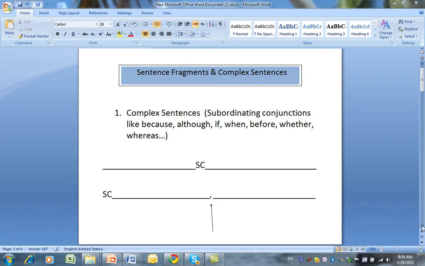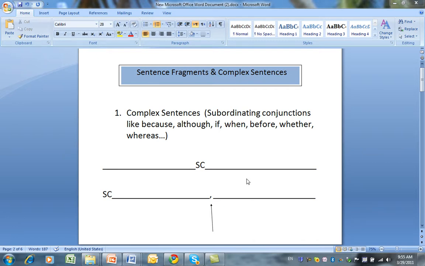Now the basic format of a complex sentence is that there is a part one of the sentence, there's a subordinating conjunction, and a part two. Okay, so it's part one, subordinating conjunction, part two. The other format is that the sentence starts with the subordinating conjunction, has a comma, and then part two.